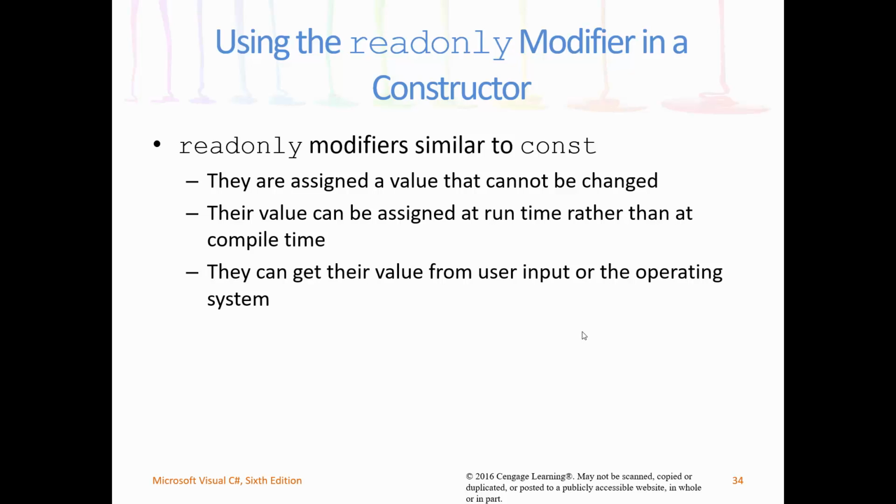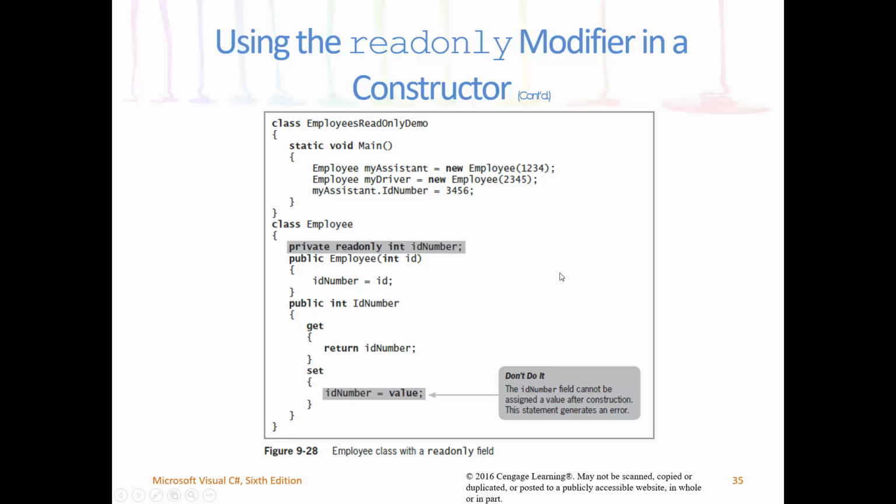All right. Making something read-only, as mentioned, is similar to using const. It's assigned a value that can't be changed. But unlike a constant, you can assign the value at runtime, but once it's set, you can't change it. So you can get a value from input, from the operating system, from the environment, whatever it happens to be. Now, the author mentions that even though you said read only, here we're trying to change it. And the author says, don't do that. This statement will generate an error. Why? Because you said it's read only and now you're trying to change its value.